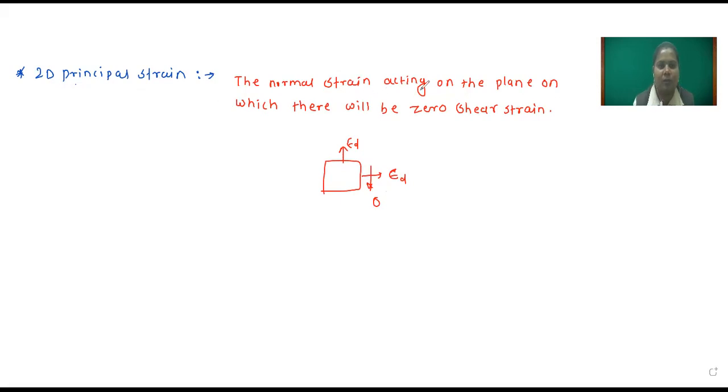So the normal strain acting on the plane on which there is zero shear strain is called the principal strain. This is the definition. Now we will see how to find out the strains.